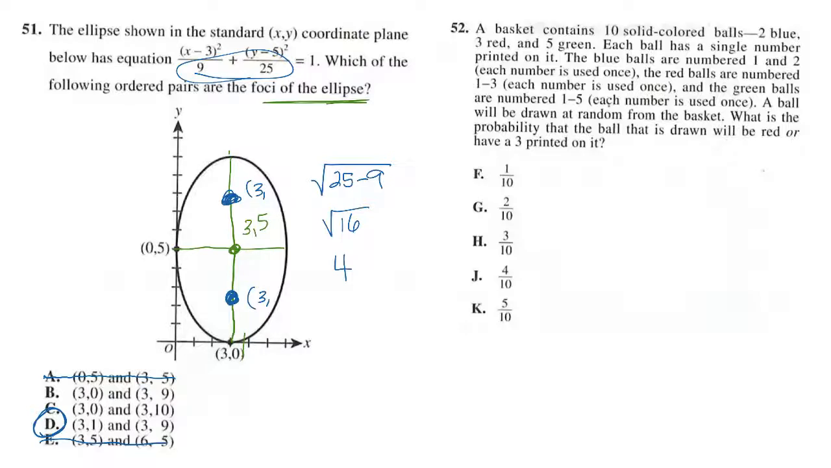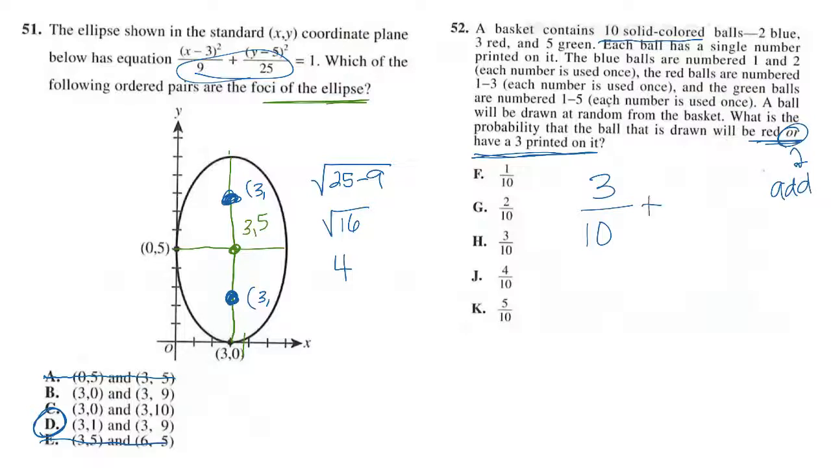Number 52 is a good probability problem. And notice what it's asking us here. Red or have a 3 printed on it. So whenever I look for all of these different numbers, notice we have 10 solid colored balls in the bag. So what we're going to do is see, well, how many red do we have? And it looks like they gave us 3 red, so I have 3 of the 10 are red. And notice it says the word or. Or is going to imply addition.